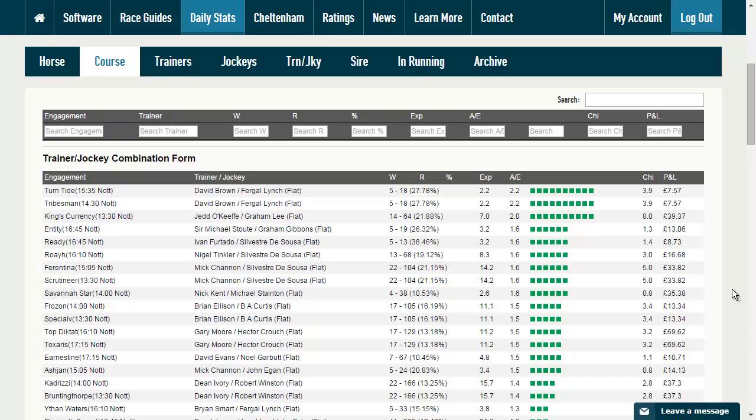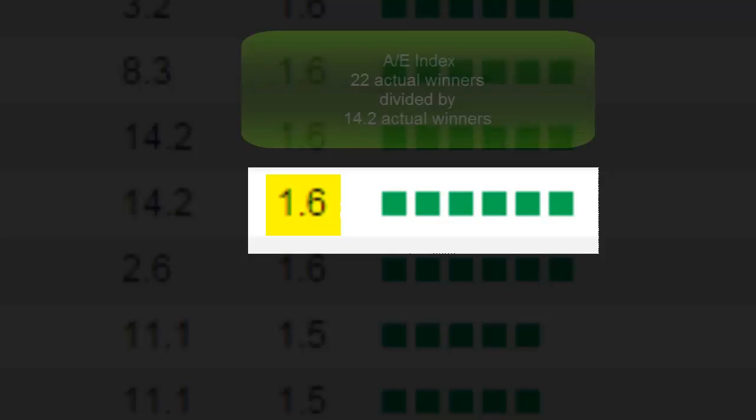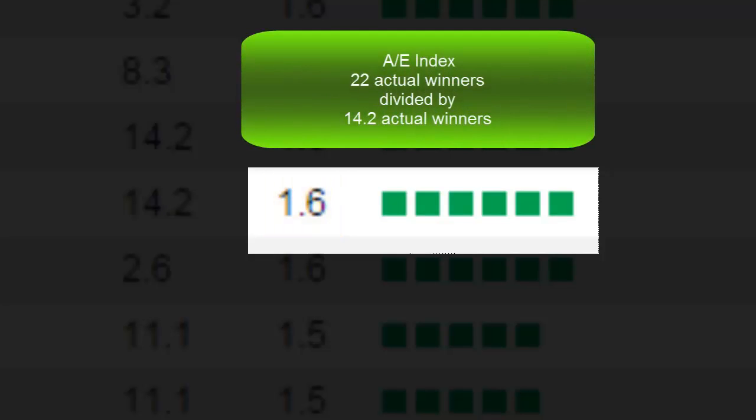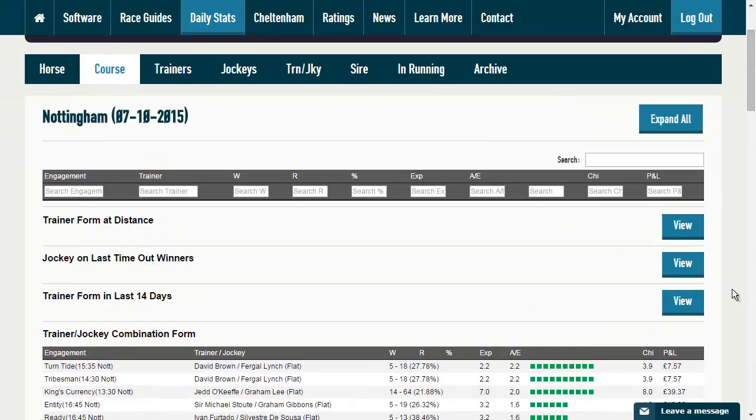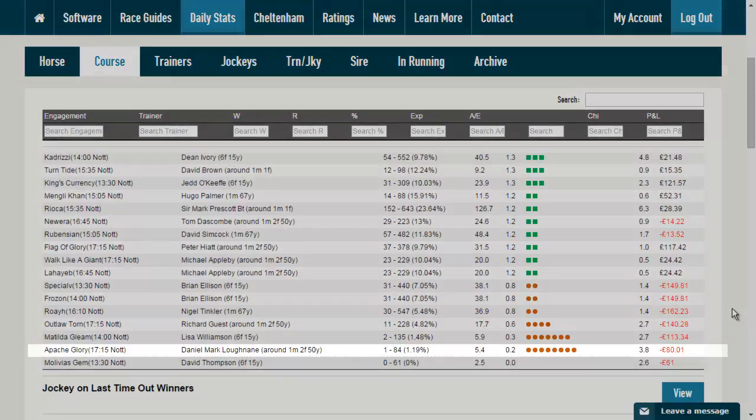To make it easier for users to visually scan the data, the AE index is displayed graphically here. Each symbol represents approximately 10%, with a green square indicating a positive number and a red circle indicating a negative number. So, using the example we discussed earlier, and noting that any AE of greater than or equal to 1 is better than expected, and below 1 is less than expected, this value here indicates that the combination of Mick Shannon and Sylvester D'Souza in flat races performed 60% above expected. In contrast, this value indicates that the stat performs 80% below expected.